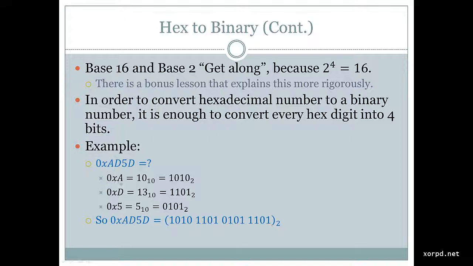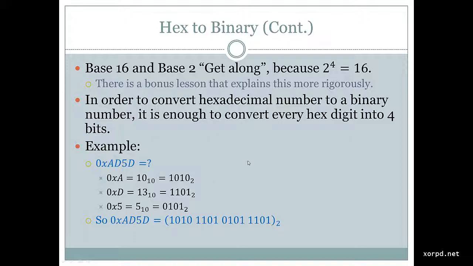First look at A, and we get that A equals 10 in base 10, which is 1010 in base 2. The digit D in base 16 equals 13 in base 10, which equals 1101 in base 2. The digit 5 in base 16 equals 5 in base 10, which equals 0101 in base 2. So if we just replace every hexadecimal digit with the corresponding 4 bits, we are going to get this number that we see here. I'm not going to read it this time.